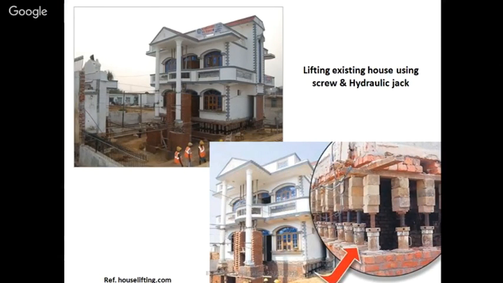Can anybody explain what you are seeing in this image? What are you seeing in this image? Yes. Now we have technology to lift a masonry structure, an RCC structure, whatever the structure may be. You can lift the structure. If your ground floor level is very, very much lower than the road level, then what will happen? During the rainy season, rainwater will enter the house.